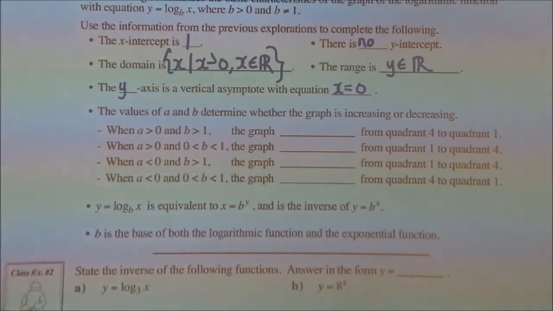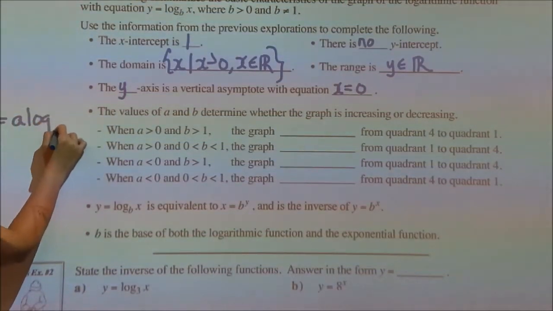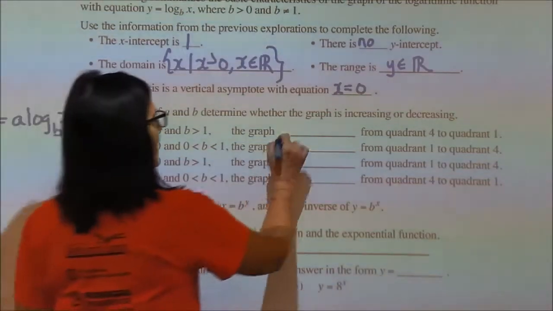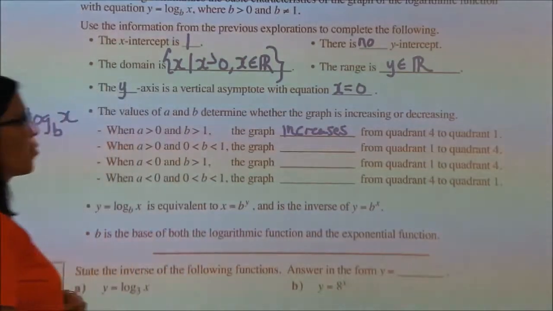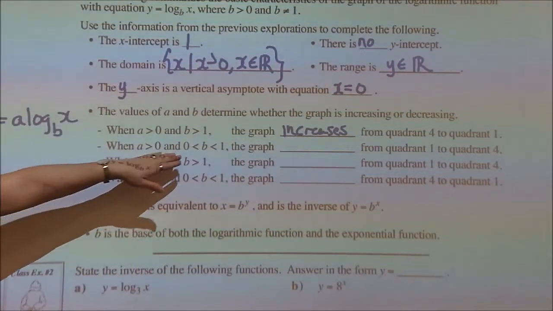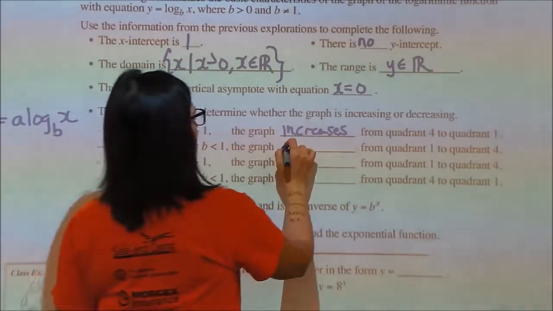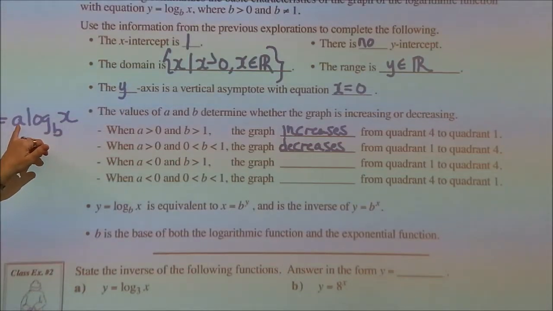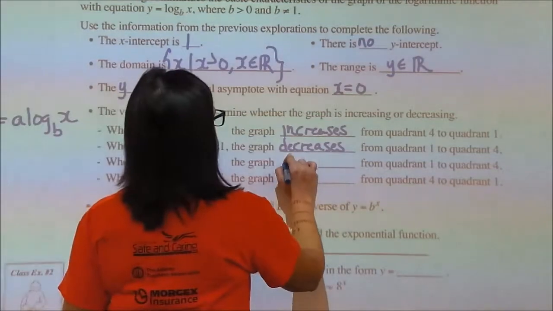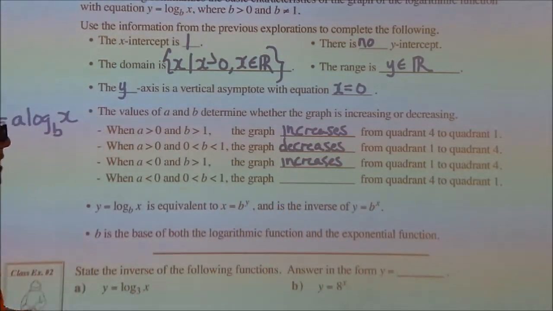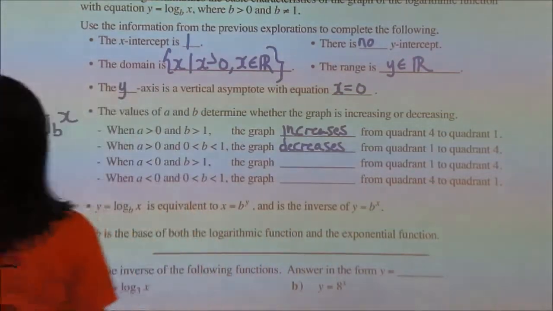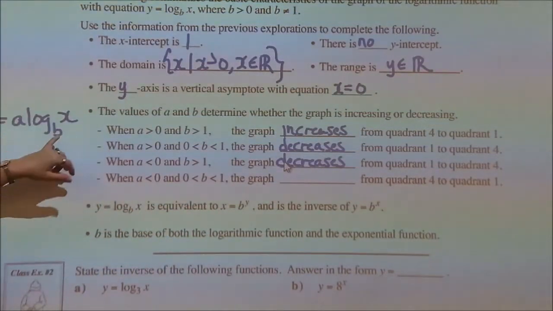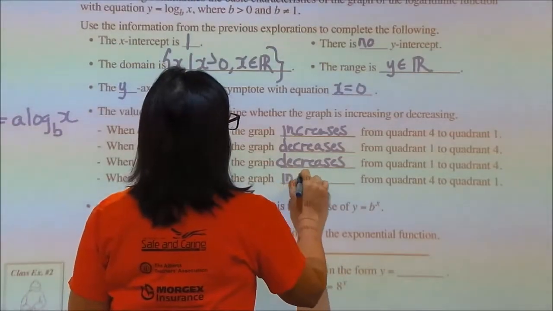When the value of a and b, so in my equation y equals a times log base b of x, when these two values were both greater than 0 and greater than 1 respectively, the graph increased. So increases from quadrant 4 to quadrant 1. If I change my b value to be between 0 and 1, the graph would then decrease. If I change my a value to be less than 0, so I make a negative, but my base is still greater than 1, the graph would decrease. Sorry, I said increase at first, that should be decreases. That's my bad. And then finally, if the value of a was negative and my base was between 0 and 1, the graph increases.